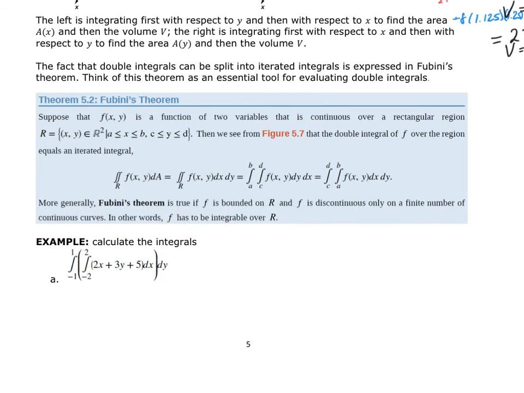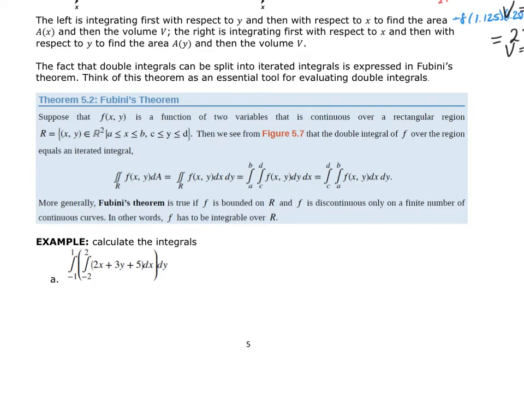Then we get this theorem here that says, suppose f of x, y is a function of two variables that is continuous over a rectangular region. We see that the double integral of f over the region is, again, formalizing what we said earlier, it doesn't matter which direction we go first. I can do x with respect to y or y with respect to x. And this theorem is going to hold true if f is discontinuous only on a finite number of continuous curves. In other words, f has to be integrable over R.